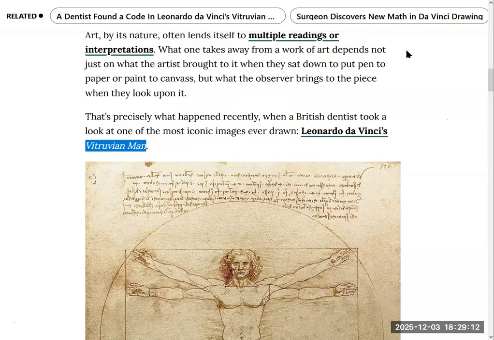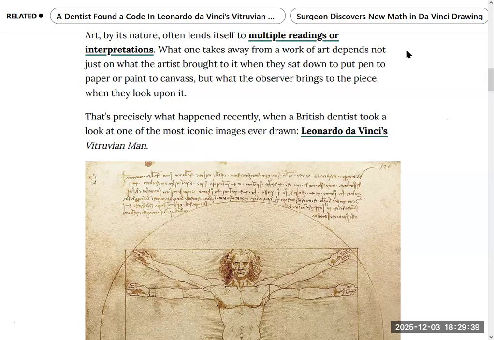Okay? Like a what? One, two, three, four. It starts from the fourth line. What the observer brings to the piece when they look upon it. What the observer brings to the piece when they look upon it. Now I have begun to understand.